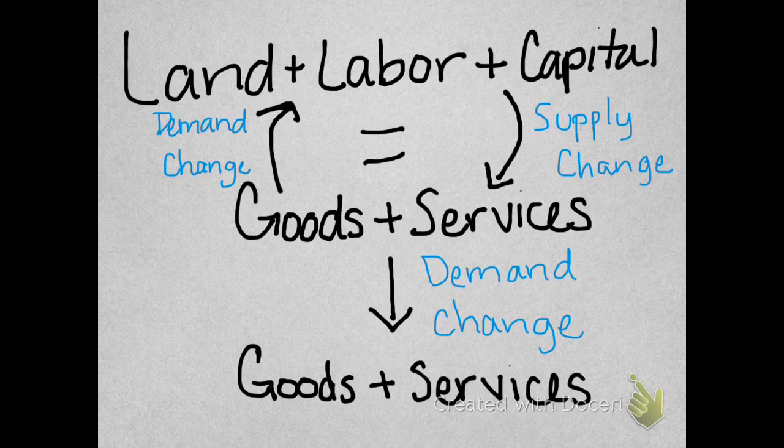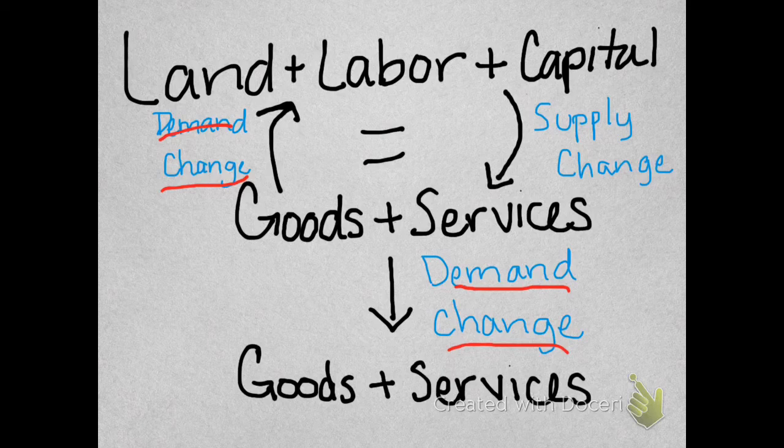Here's a little formula that will help you decipher whether the change will be a supply change or demand change. Since this video has been talking about the demand line, we'll talk about when the demand line will change. So, if the goods and services are affected by the land, labor, capital, it will be a demand change. And if goods and services affect goods and services, the demand line will change. So here are some examples or situations in when this will happen.